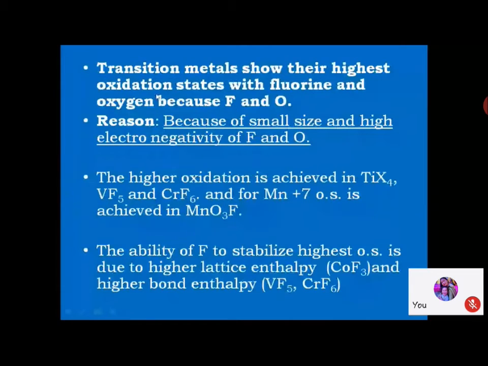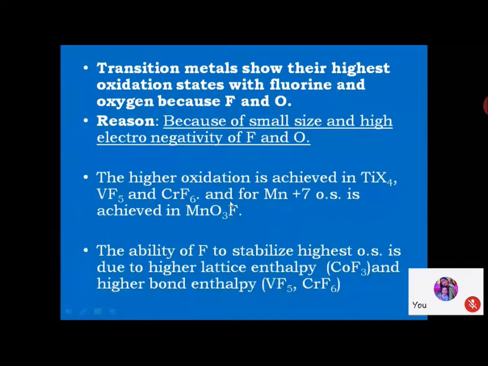Transition metals show the highest oxidation state with chlorine and oxygen, oxygen and fluorine. Why? Because they have small size and very high electronegativity. For example, in fluorides very high oxidation states are achieved: TiF4 with +4, chromium +5 and +6, and manganese +7 with MnO3F, oxygen with fluorine.